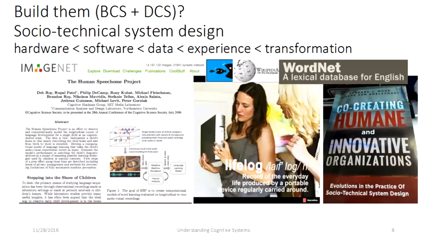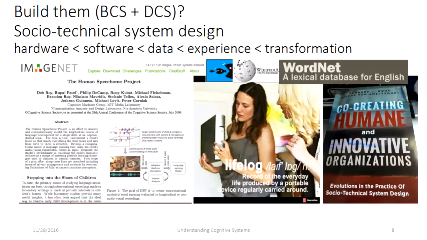The data sets are getting better. ImageNet is now up to 14 million images with nearly 22,000 synsets of similar images. WordNet exists. We just talked about Wikipedia. At MIT, the Human Speechome Project has recorded 3 years of a child's language development. So that's a very large data set. More and more, because of smartphones, people are doing life logging. So there's YouTube and very, very large data sets of experience that are being captured.